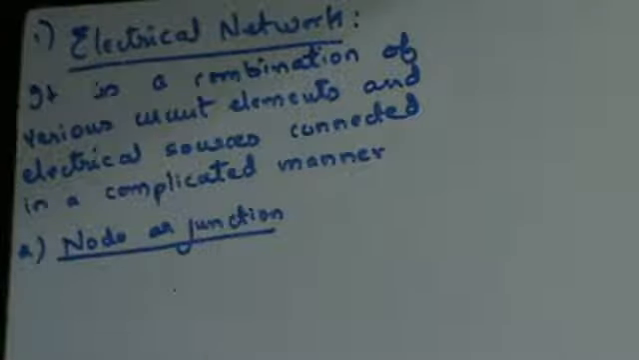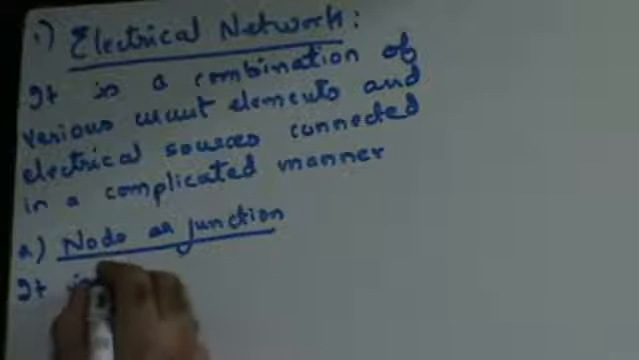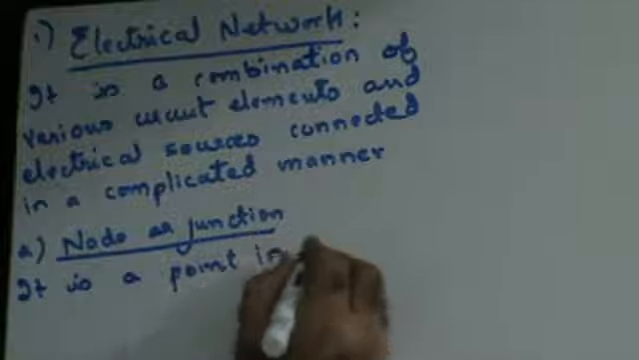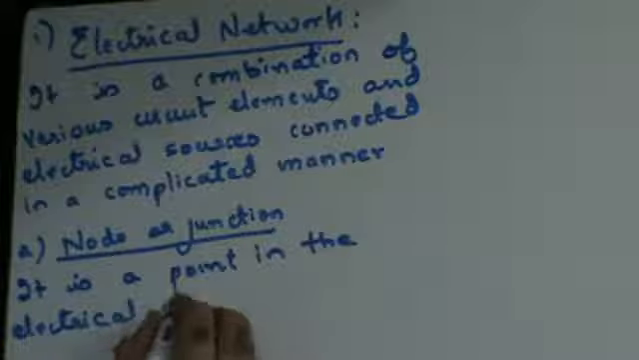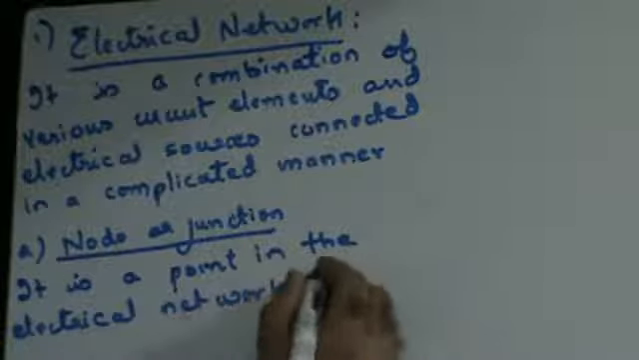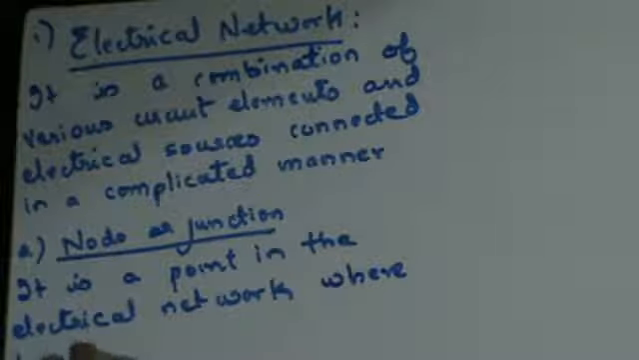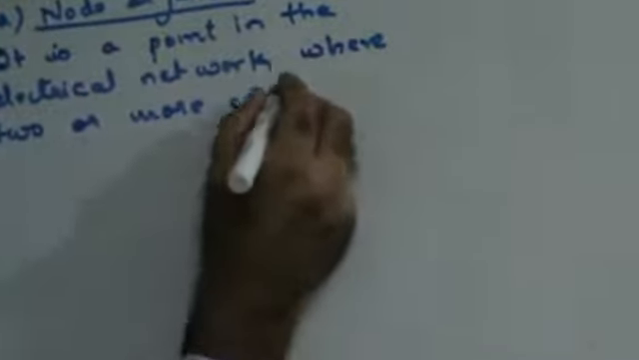What is a node or a junction? A node or a junction is a point in the electrical network where two or more conductors meet.